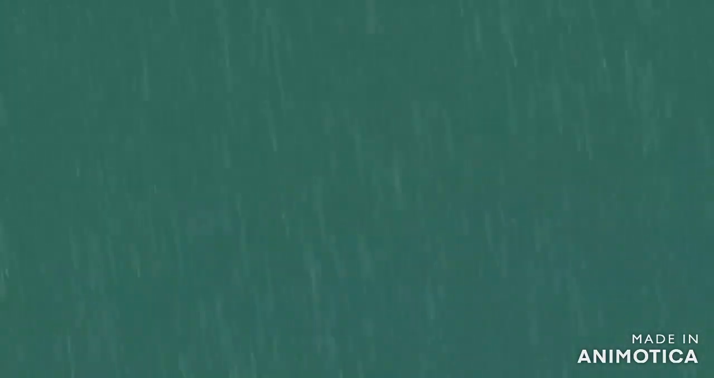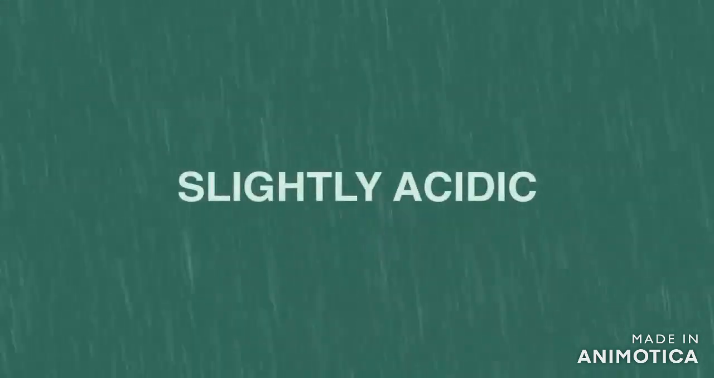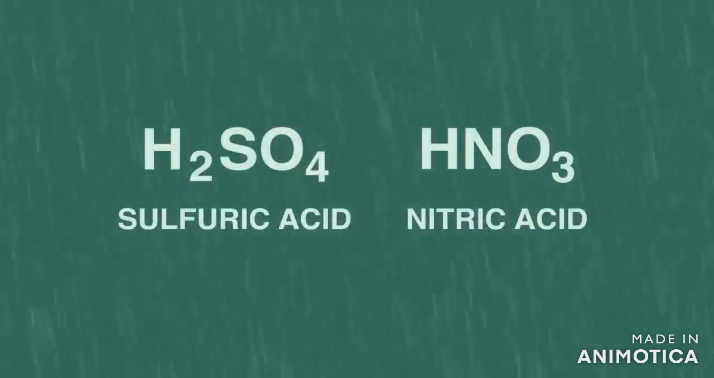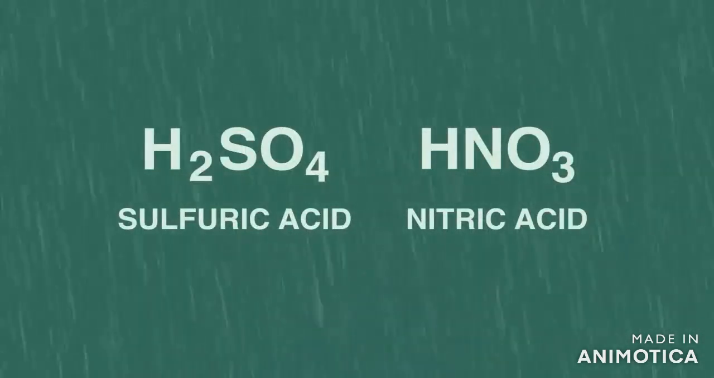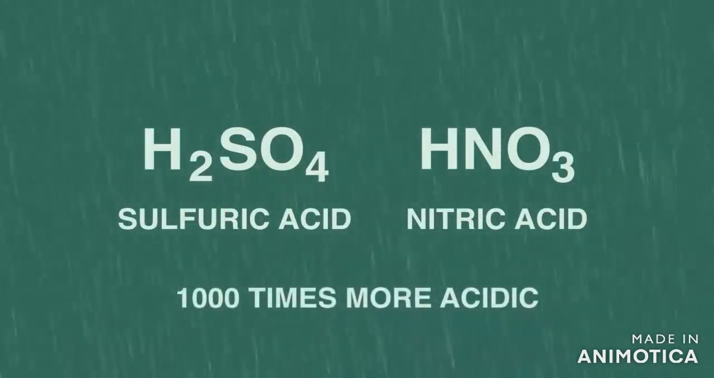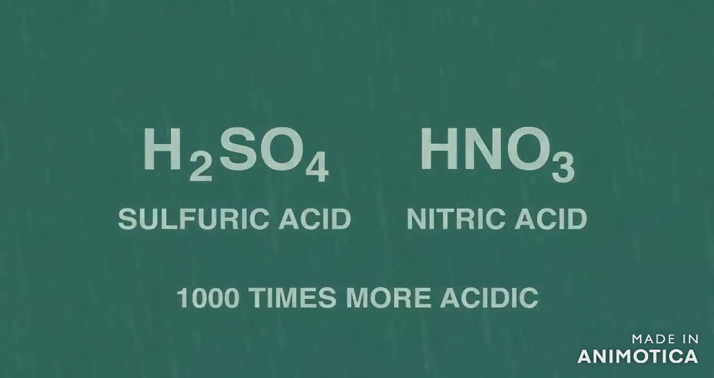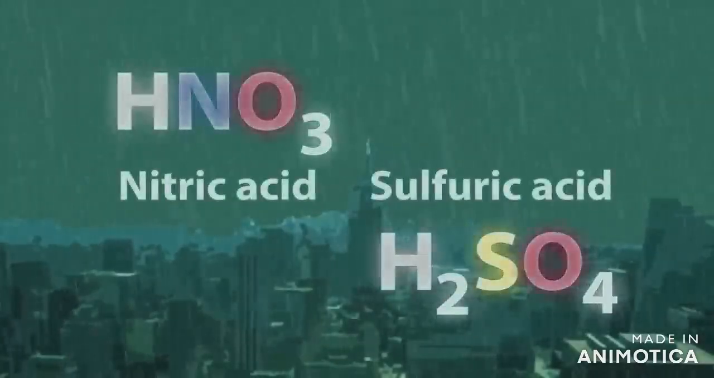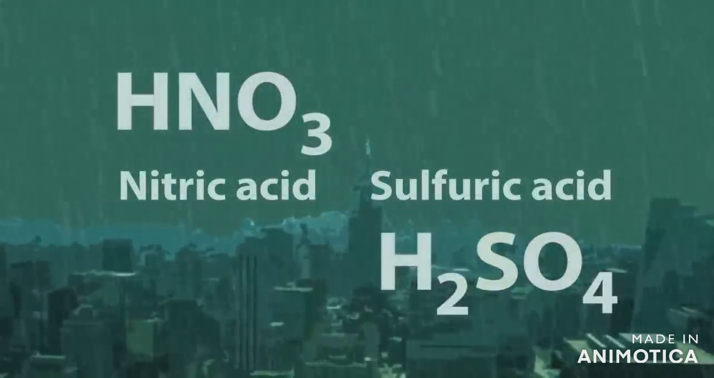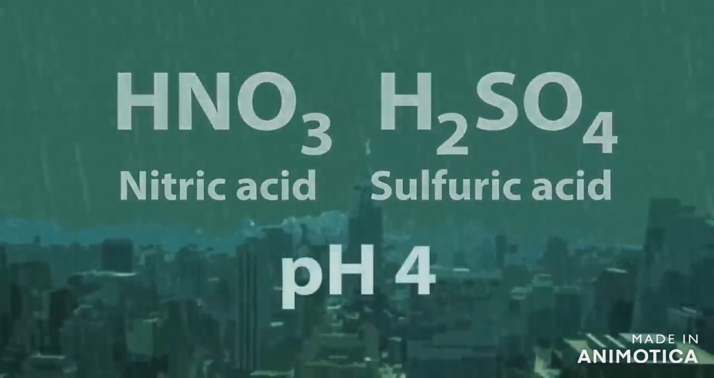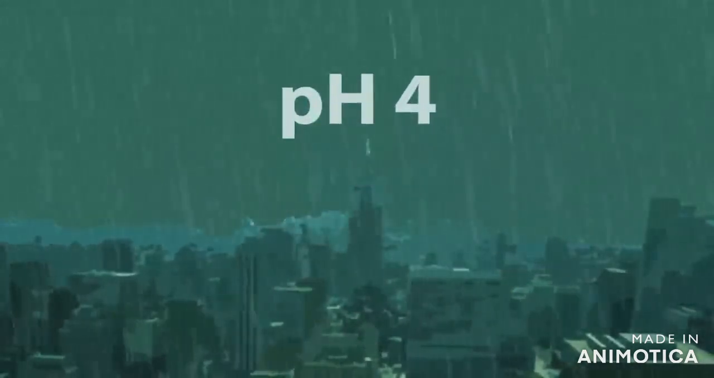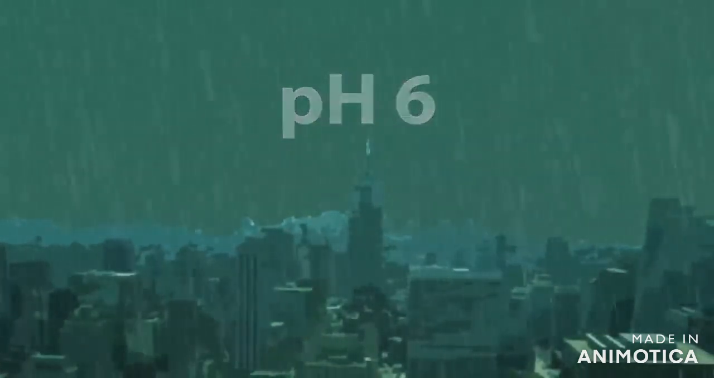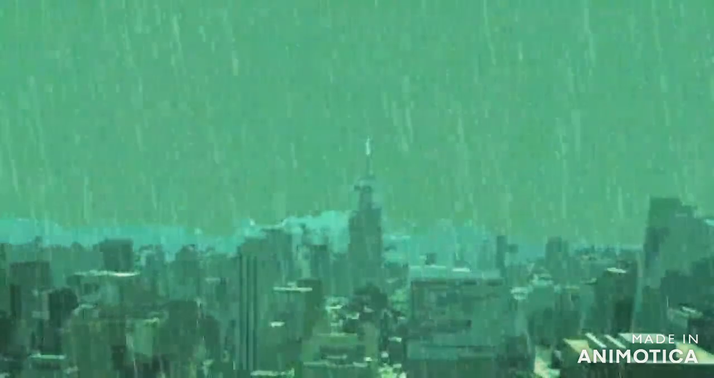So, to summarize, normal rain is slightly acidic due to the dissolved carbon dioxide, but acid rain contains sulfuric acid and nitric acid, making the rain 1,000 times more acidic and dangerous for many living things. Acid rain is a very dilute solution of nitric and sulfuric acid with a pH around 4. Now we will learn about ways in which we can either make this acid rain less acidic or at the very least reduce its negative effects on our environment.